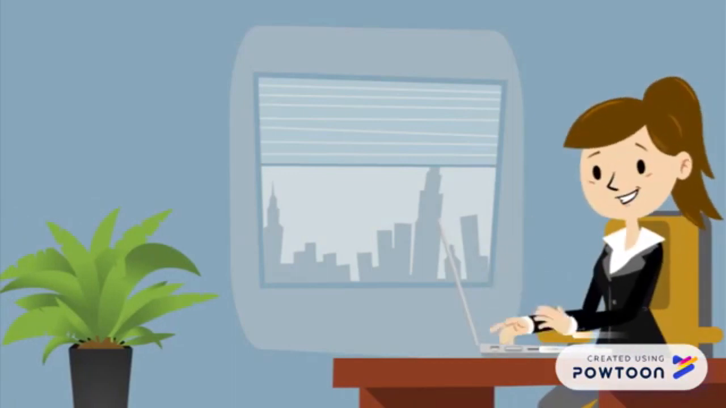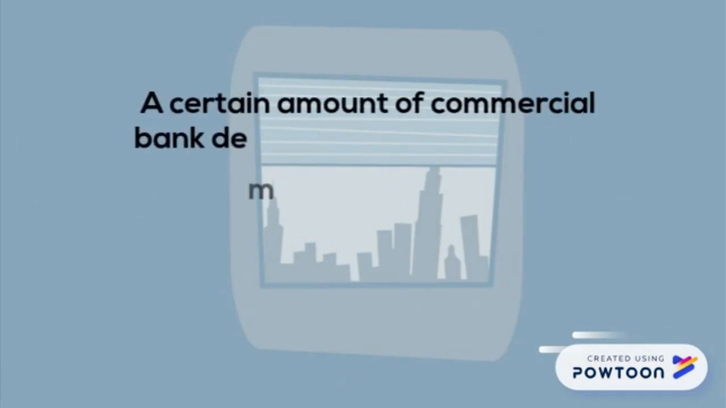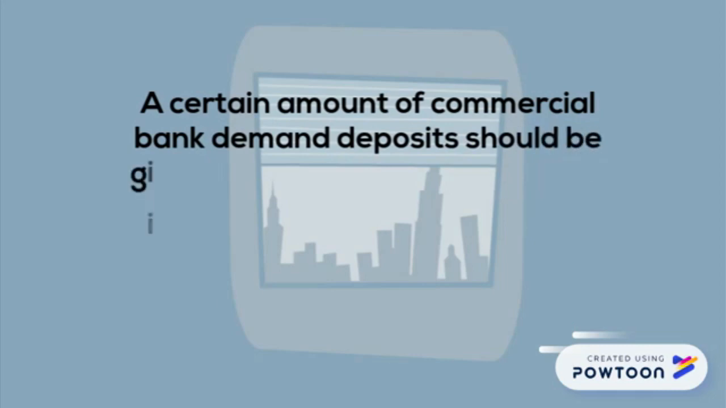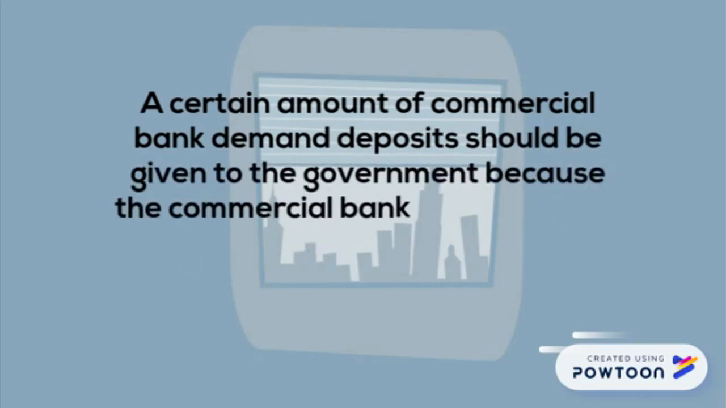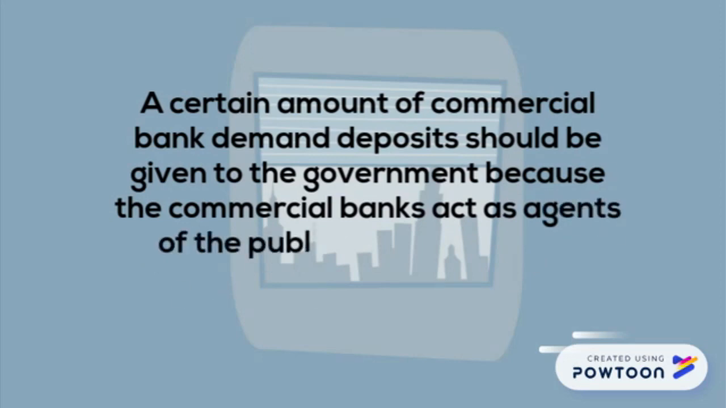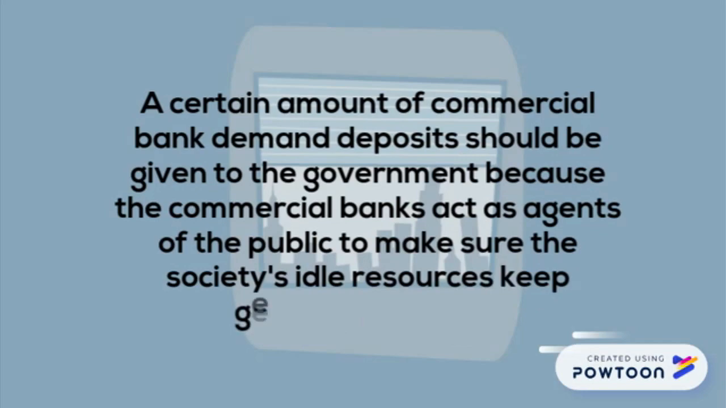Number two, public share of demand deposits. A certain amount of commercial bank demand deposits should be given to the government because the commercial banks act as agents of the public to make sure the society's idle resources keep generating output.